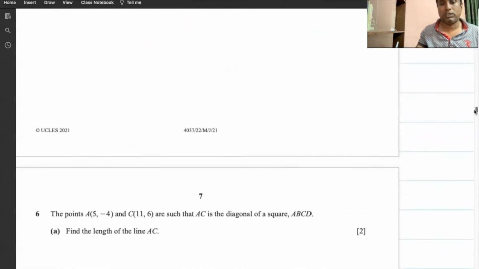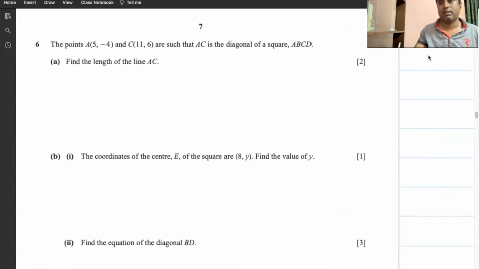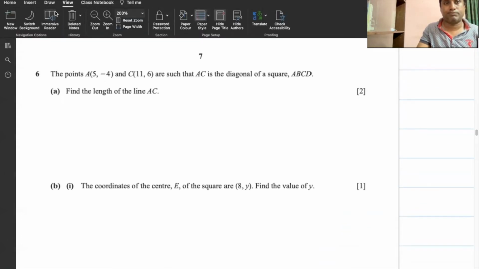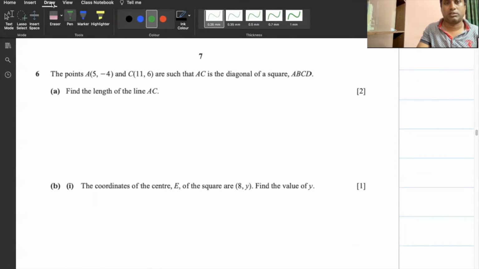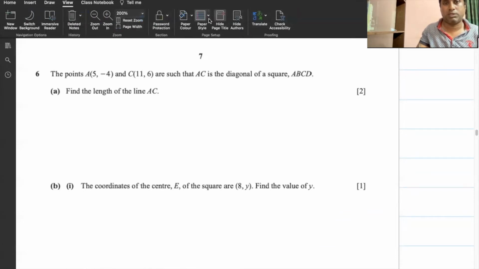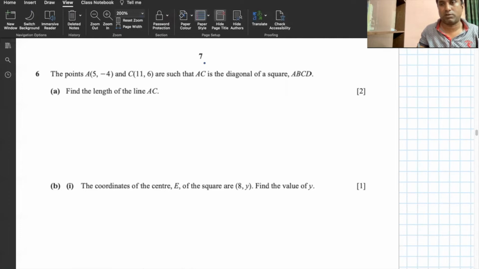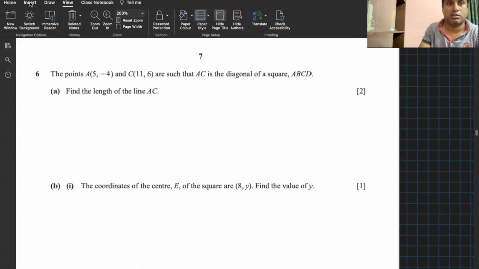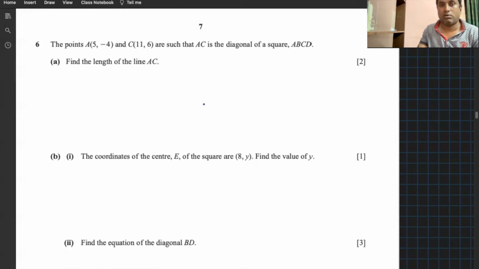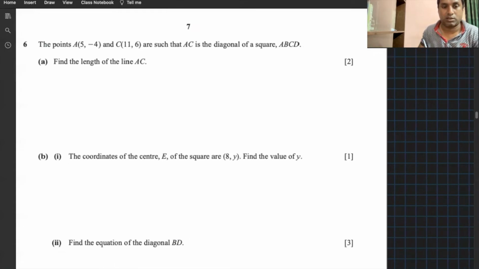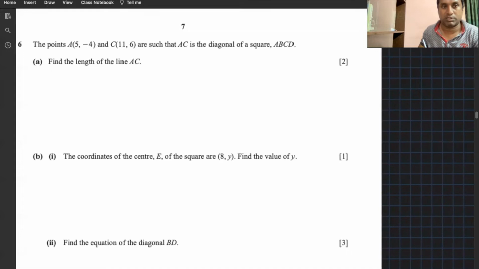Now, let me go for this one. Before solving that, let me change to a small square graph. Okay, now it's looking great. Let me make it in the ground. Okay. Now, this is the square. This is question number 6.